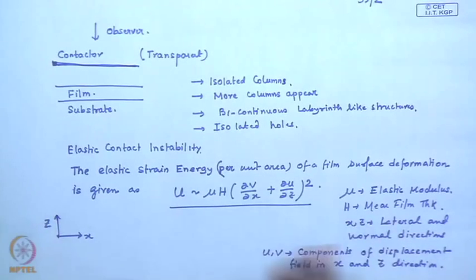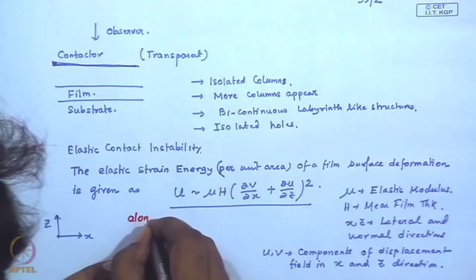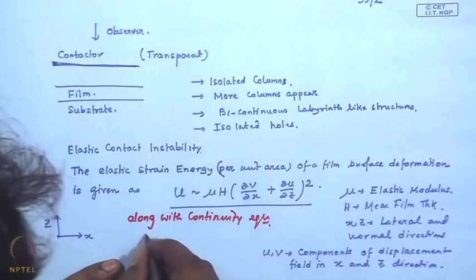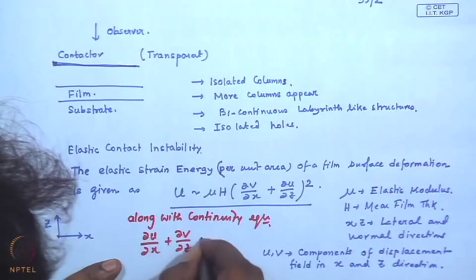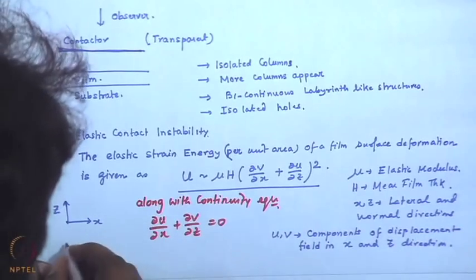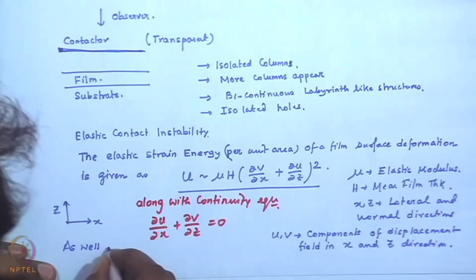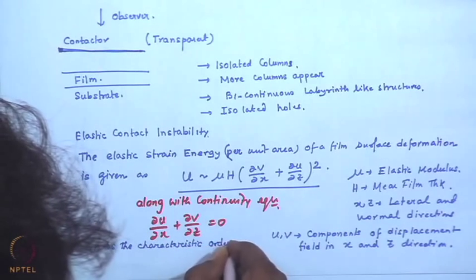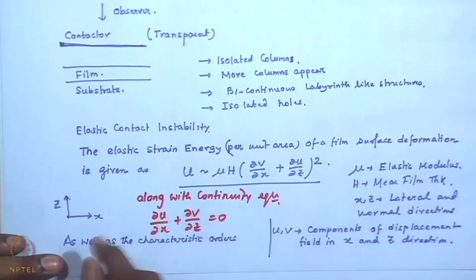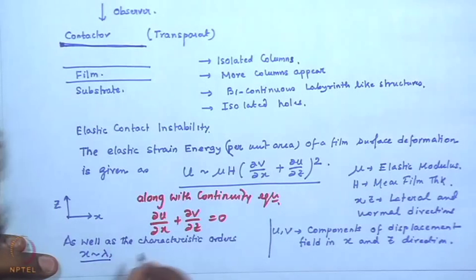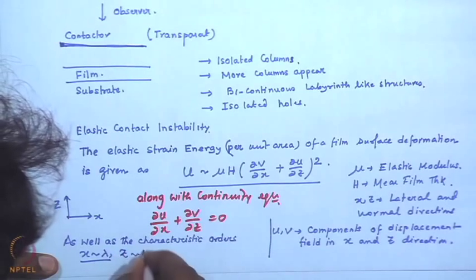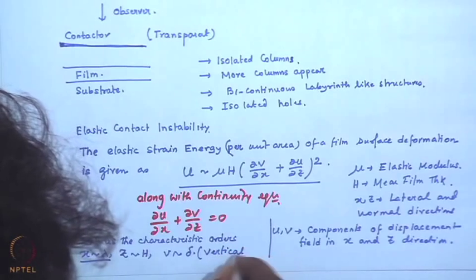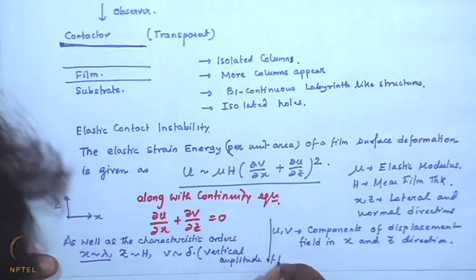Now, this equation along with the continuity equation, as well as the characteristic orders, which are: x is of the order of lambda, which is the natural length scale of instability; z is of the order of h, the film thickness; and v is of the order of delta, which is the vertical amplitude of the pattern.